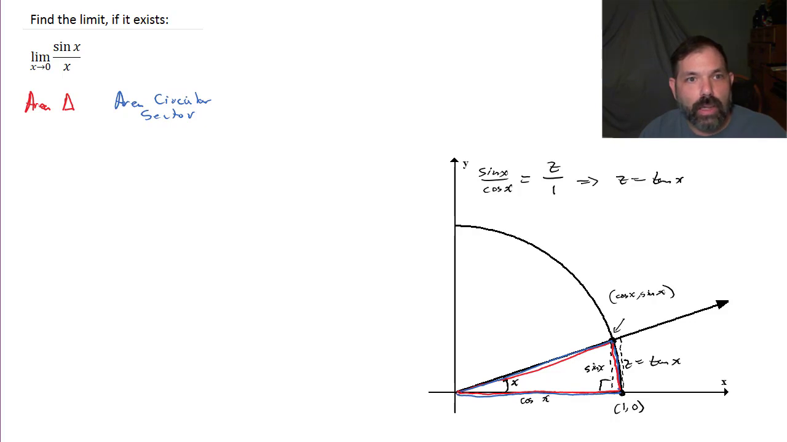And then finally, in purple, I'm going to go from the origin and extend along the ray to this point up here, where I'm connecting with this vertical height that I mark z, which is equal to tangent x. And so I have this other purple triangle. I hope you can see from the drawing that the area of that red triangle must be less than or equal to the area of that circular sector in blue, which is less than or equal to the area of that purple triangle.